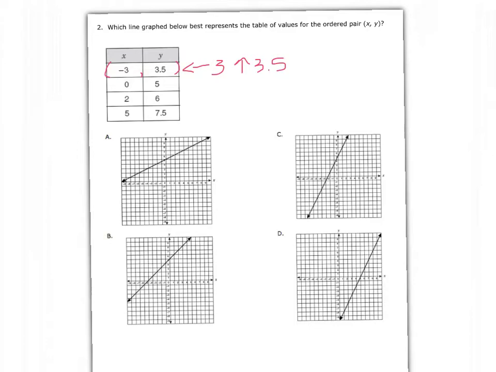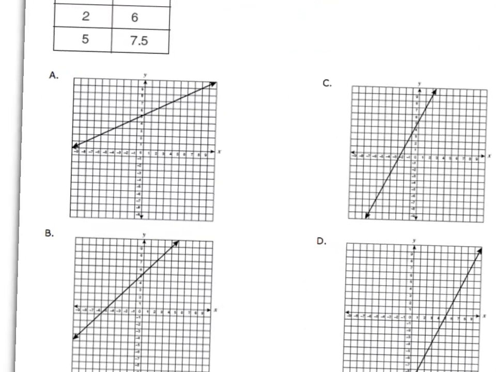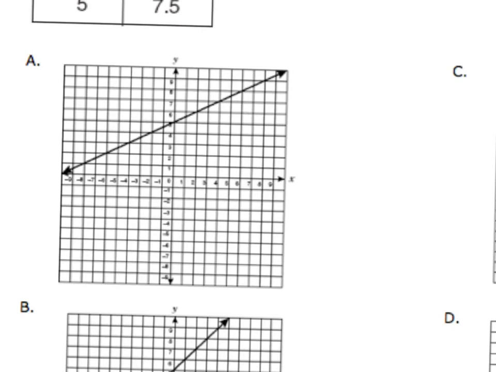Remember, when you graph points, I'm going to zoom into this one. You always start at the origin, which I believe is here. Here's the origin. I'm going to make a little red dot. So we start at the origin, go 3 to the left and up 3.5. Actually, that point does fall on this graph, so I know that part's good.